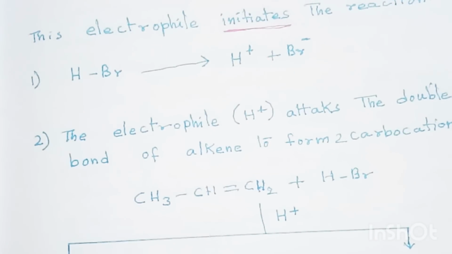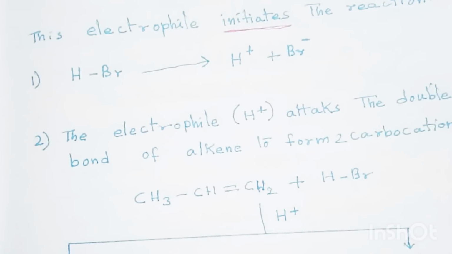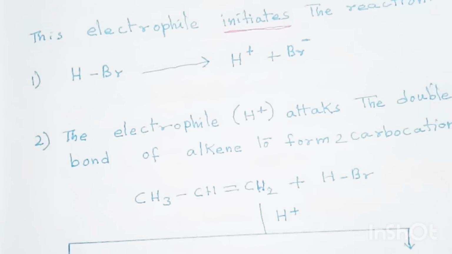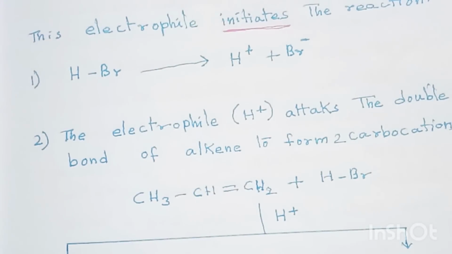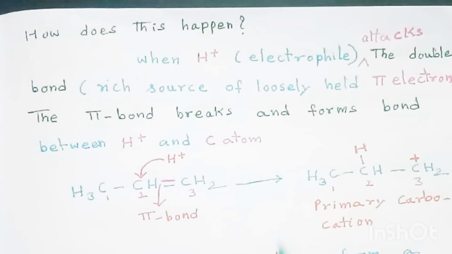If the hydrogen gets attached to the last carbon, that is third carbon atom, this bond breaks and forms the bond between hydrogen and carbon. So this carbon develops a positive charge and becomes secondary carbocation. This is more stable than the primary carbocation. Let's see how this happens.